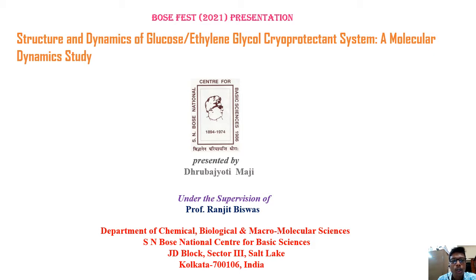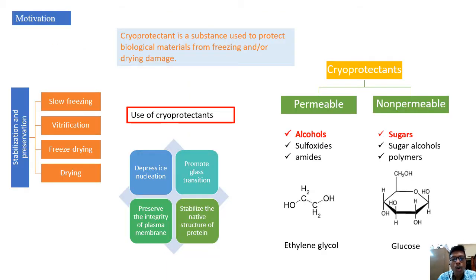Today I am going to talk about my project, Structure and Dynamics of Glucose Ethylene Glycol Cryoprotectant System, a molecular dynamics study. So what is a cryoprotectant? A cryoprotectant is a substance which is used to protect biological moieties from cold denaturation. How does a cryoprotectant work?